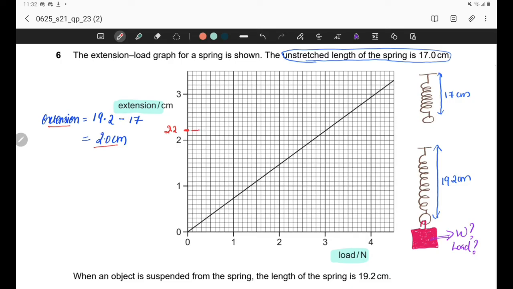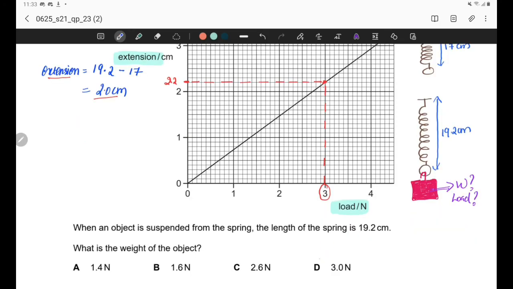So we can extend this 2.2 on the y-axis and check at which point it is connecting with on the x-axis. So we can understand that it represents 3 Newton. That means this object must have a load or weight of 3 Newton. Therefore the correct answer is option D, 3 Newton.